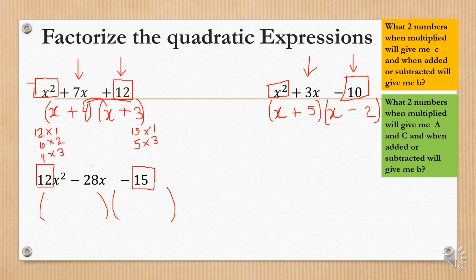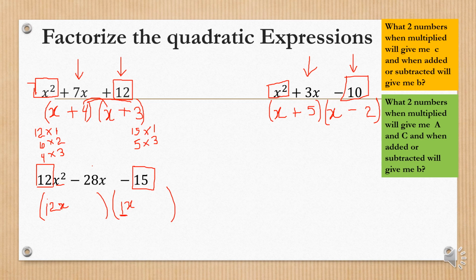Okay, and let's begin. 12 by 1. If I use 12 by 1 and 15 by 1, would that work? Let's see. Let's try it out. 12 by 1, so it will be 12 and 1 here. And remember, we have x squared. What's going to give me x squared? X by x. Good? And there's no need for me to write this 1 here because this 1 is understood, but I'm just writing it in this example, okay?